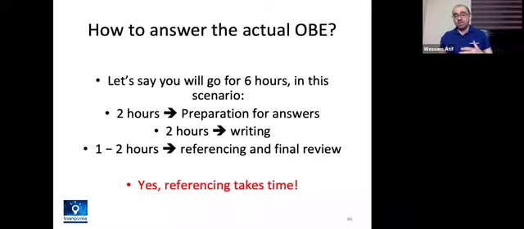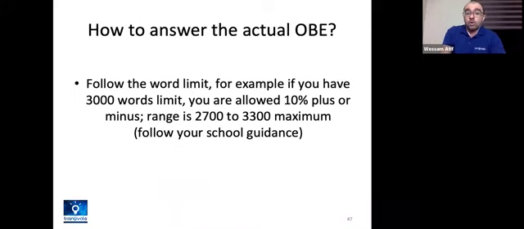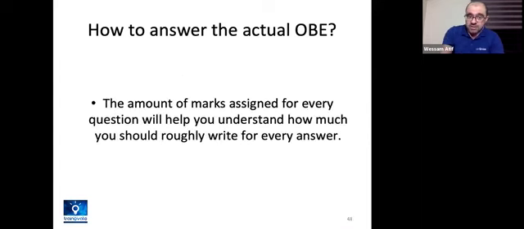So whenever you're an adult person doing an open book exam or an assignment in postgraduate life or in adult life, you must always do referencing and it takes time. Okay? Always follow the word limit, of course. For example, if you have a 3,000 words limit, you are usually allowed in the UK 10% plus or minus. So the range, for example, would be between 2,700 and 3,300 maximum. Follow your school guidance, please.